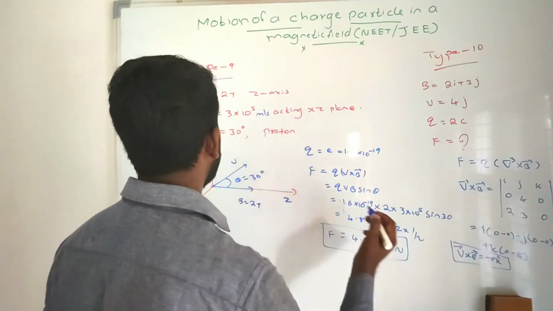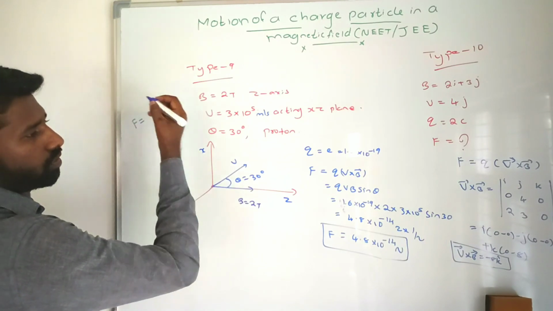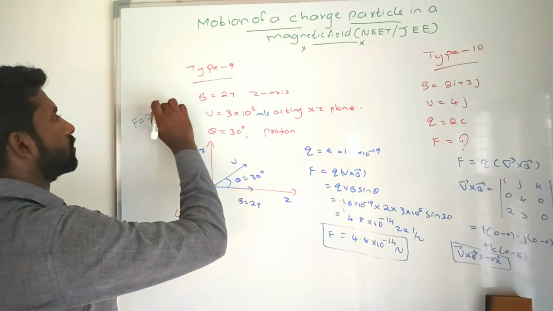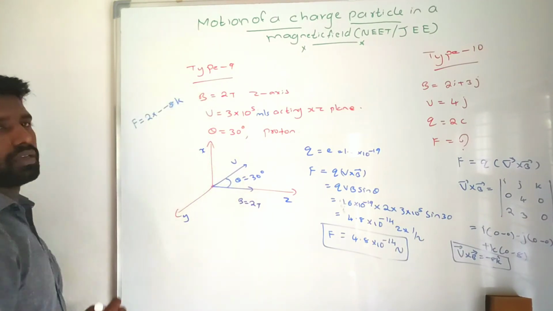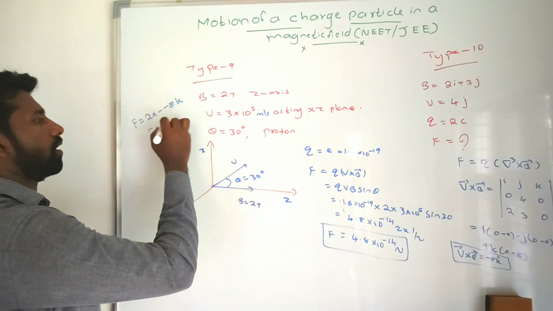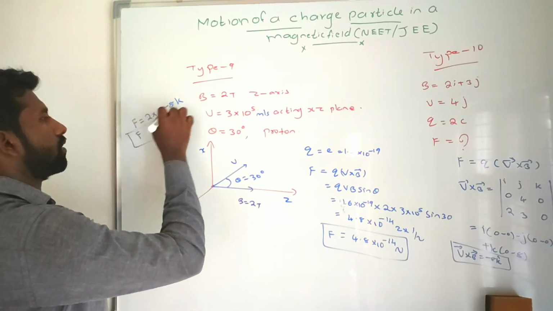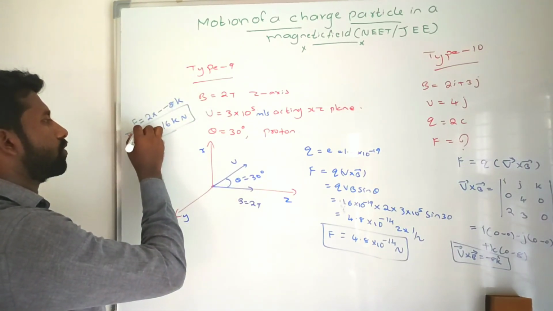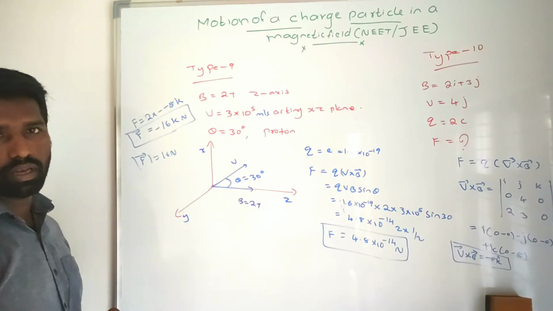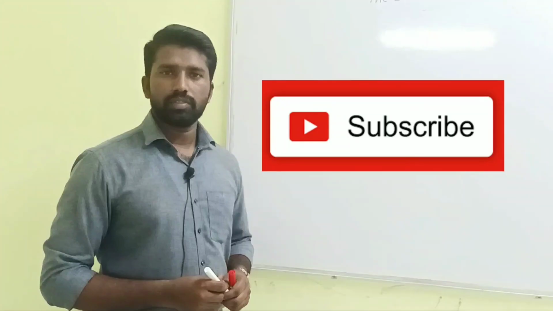Now you can substitute it. F is equal to Q into V cross B. The Q value is 2 coulomb, and V cross B is minus 8K. So you will get minus 16K Newton. That means the magnitude of the force is 16 Newton, and it is acting in the minus Z axis.